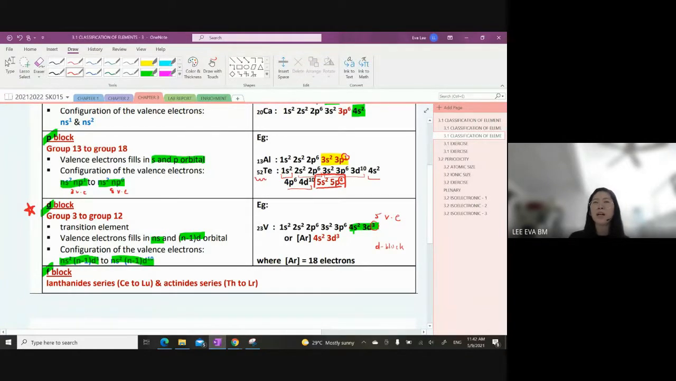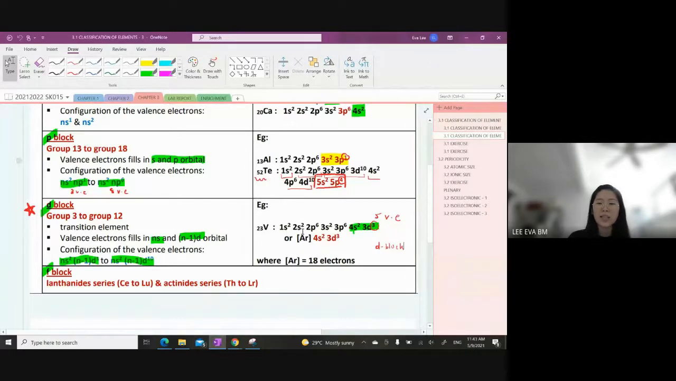So bila awak sudah tahu dia daripada d block, so d block hanya ada group 3 until group 12. Therefore, the group for this vanadium is group 5. It's not 15 anymore. So nak bezakan sama ada dia daripada group 5 atau group 15, awak tengok pada dia punya block. Kalau group 15, block P. Group 5 dan block D. The block is very important for you to classify, sebab block kita hanya ada 4 saja, manakala group ada 18.